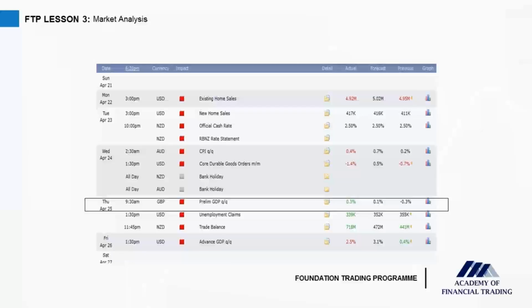And as we can see, we've got the date, which is Thursday the 25th of April, and again at 9:30 a.m. release. So if I take you over to the right hand side of that box, we have got the previous figure. The last quarter, the GDP release, was minus 0.3%. All the analysts forecasted an improved figure of 0.1%. However, when the actual figure was released, it was an improvement on that at 0.3%. So let's see what impact that had on the market.